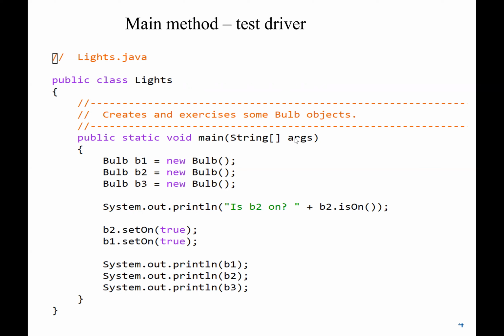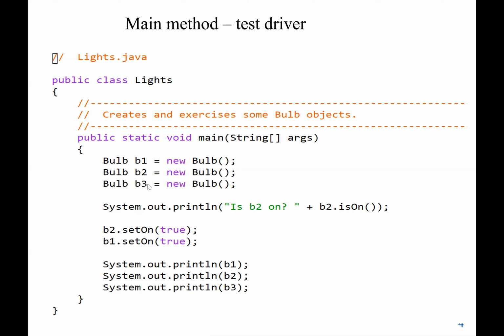So for example, we have our main method. The first thing we do is to create some objects. And we can see that the object type is Bob. So we are creating 3 Bob objects, which is B1, B2, and B3. And we can see that we are calling the constructor.